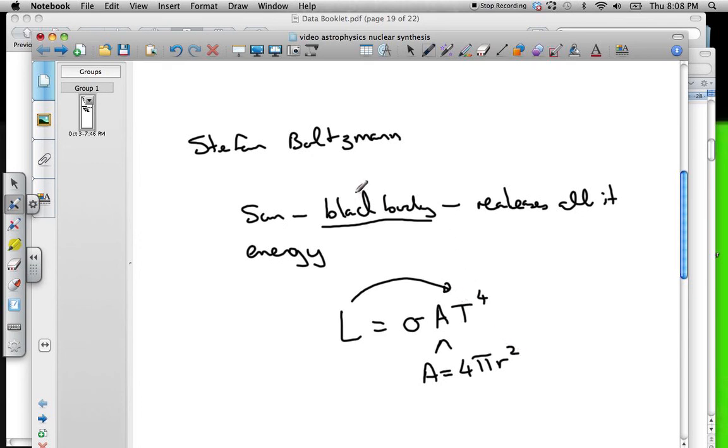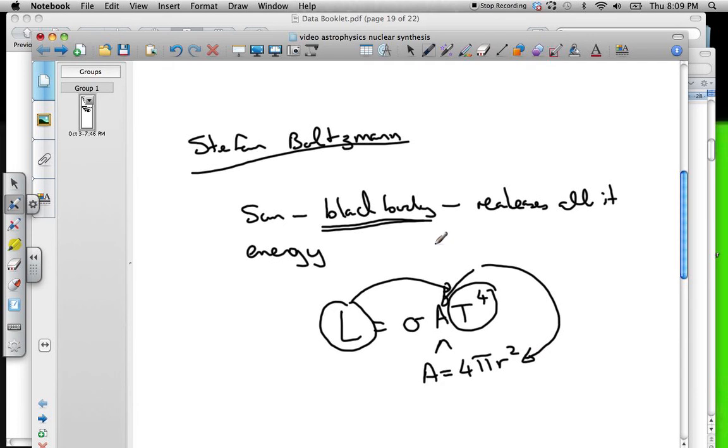It's extremely useful in dealing with stars and so forth, because stars are black bodies. So we can apply this law. If we know the luminosity and we know the temperature, from that we can estimate the surface area, and from the surface area we can get an idea of the radius. So this is Stefan-Boltzmann's law. I think I'm going to leave it there, and in the next one I'll talk about Wien's law. Thank you.